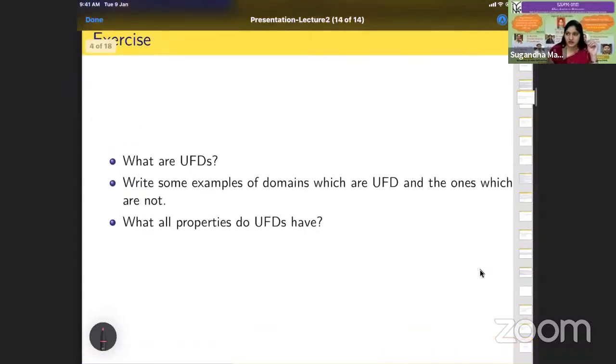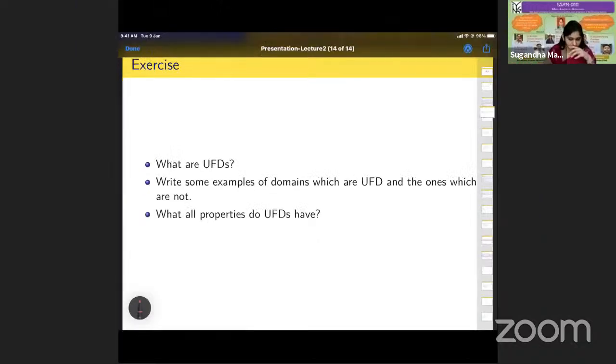Okay, so I was just listing out some questions when I lost the connection. So you need to understand what are UFDs. As usual, I always suggest to write down some examples of integral domains which are unique factorization domains, and the ones which are not. And in fact, you will see the latter ones are difficult to construct. They are not natural. And then you need to understand what are the properties that are enjoyed by these unique factorization domains.